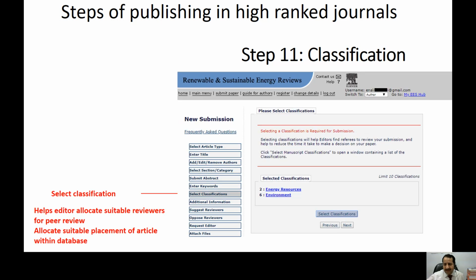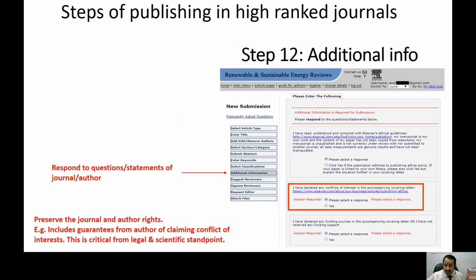And then select classification. The journal puts the classifications, and they put limits, sometimes 3 or 4, up to 10. As an example, here in this journal, 10. It will open in another menu, and you select a category, a classification from there. But this is useful, by the way, for the editor, because he will know to which reviewer he will send the paper.